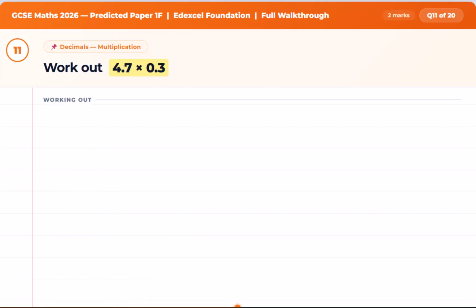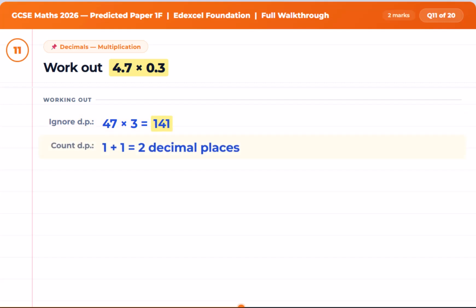Work out 4.7 multiplied by 0.3. Ignore the decimal points for now. 47 times 3 equals 141. Count the total decimal places in both numbers. 1 plus 1 equals 2 decimal places.